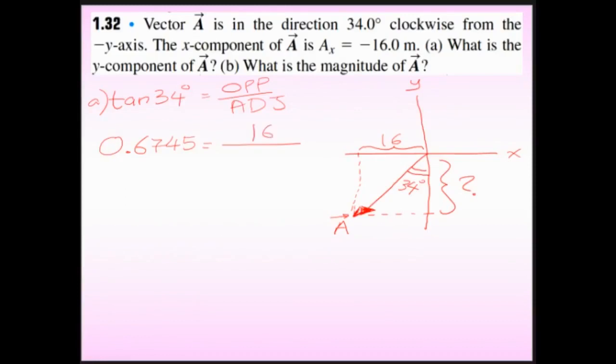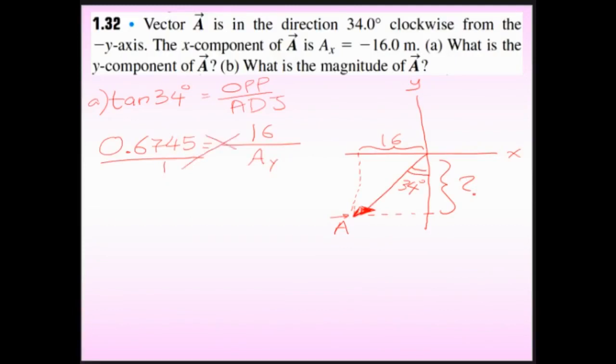So 16 over, you can keep calling it AX, but we have a better name. Instead of AX, we can call it what? Go ahead. How do you solve this? Cross multiply. There's nothing else to do.